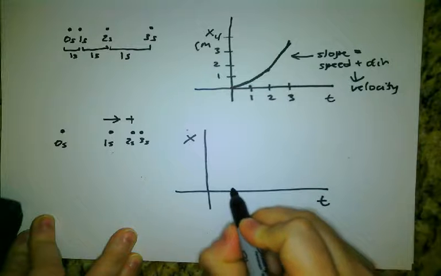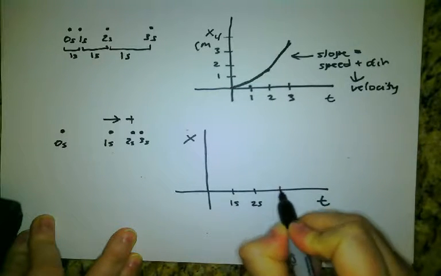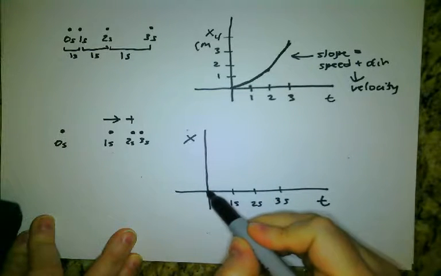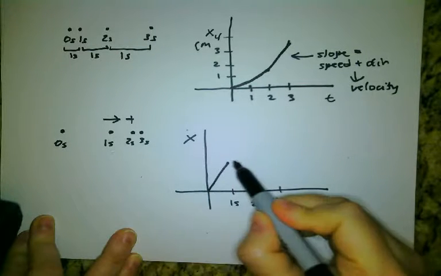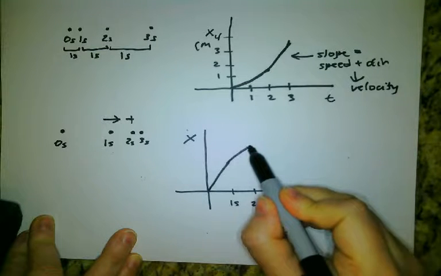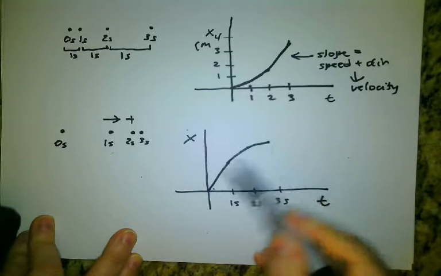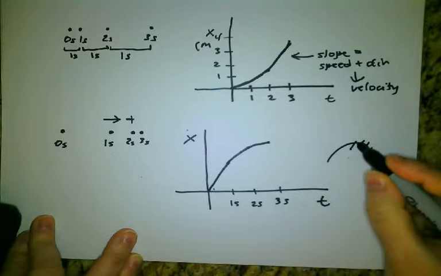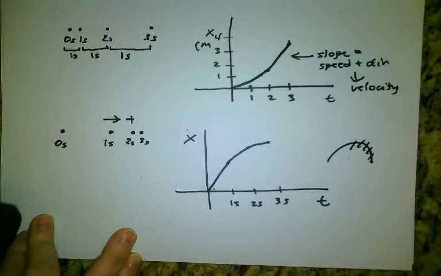Well, if I do my time intervals again, 1 second, 2 second, 3 second, they're equal. During the first time interval, I have a really steep slope because it's moving fast. During the second one, I have less of a slope. And then during the third one, I have even less of a slope. So you end up seeing this kind of bowl down shape. You don't see the other part of the bowl because that would mean actually going backwards. You just see this first half of it.